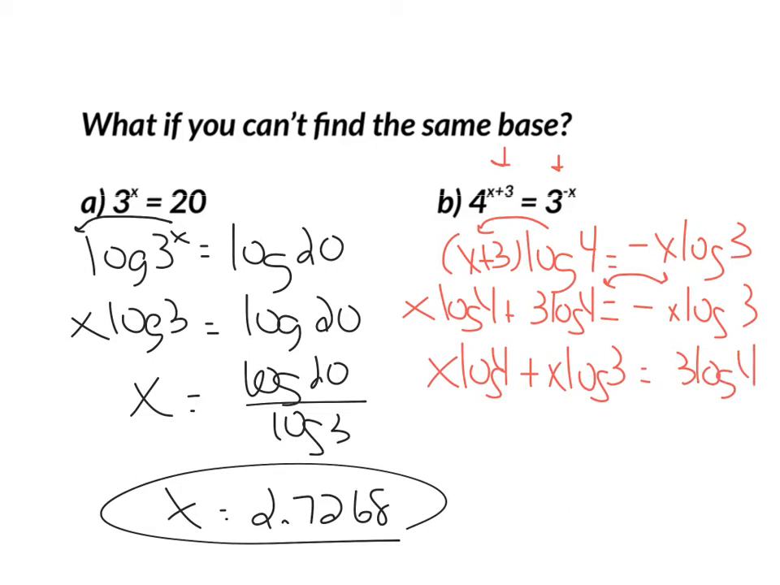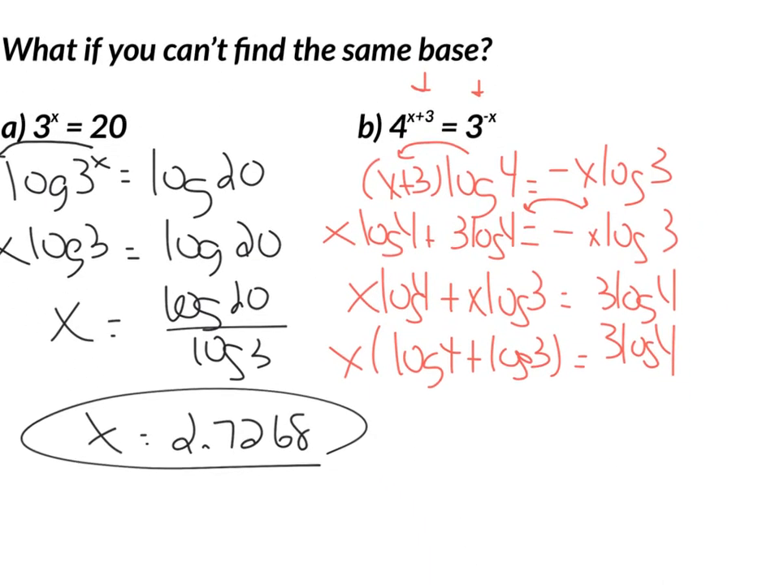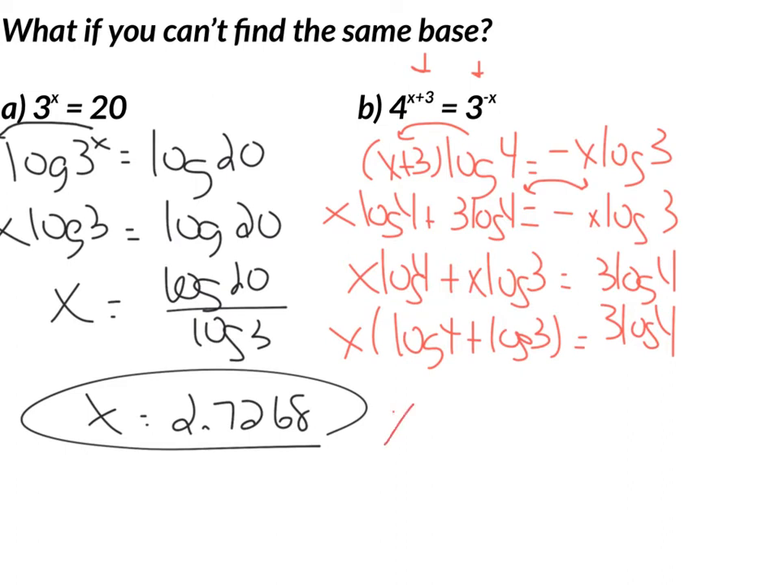And I still don't have the x isolated. I've got to find a way to get the x out of those two logs. So I'm just going to factor it out. It's the GCF. So I'm going to factor out the x, which leaves me x times log 4 plus log 3 equals 3 log 4. And to get my final answer, I'm going to divide both sides by that. So it's going to look like this: 3 log 4 over log 4 plus log 3.